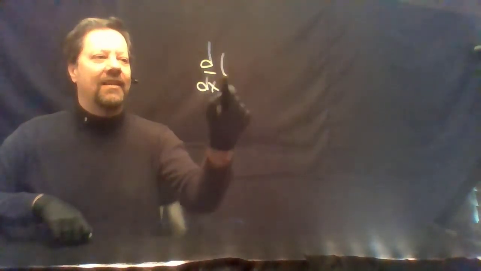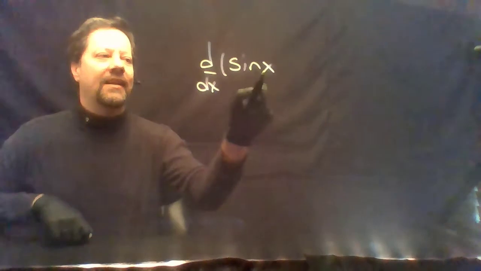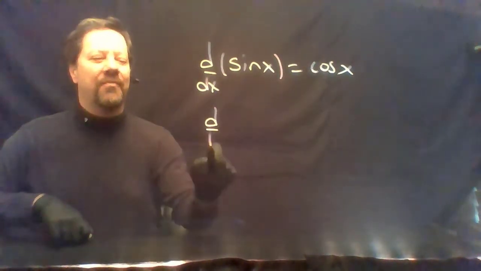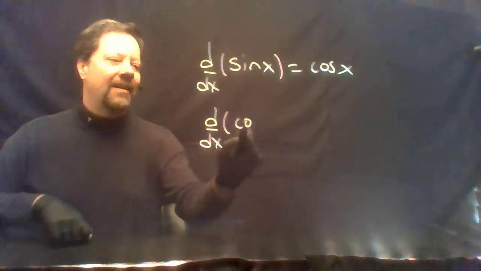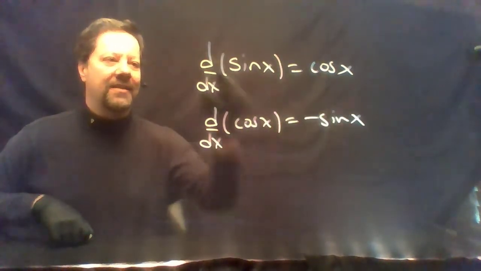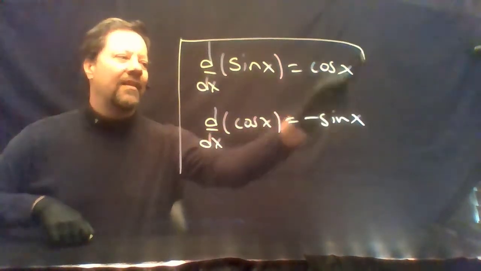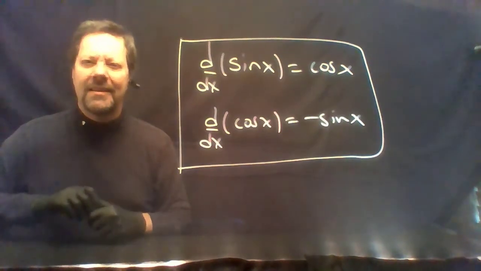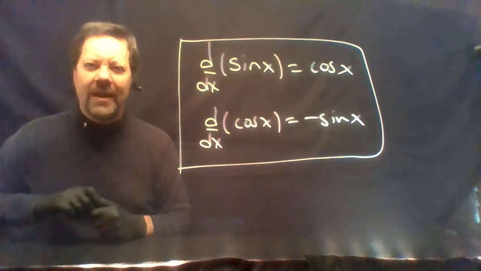We've just seen that the derivative of sine x is cosine x. And the derivative of cosine x is minus sine x. I'm asking you to memorize these two facts. Take the time and do that right now.